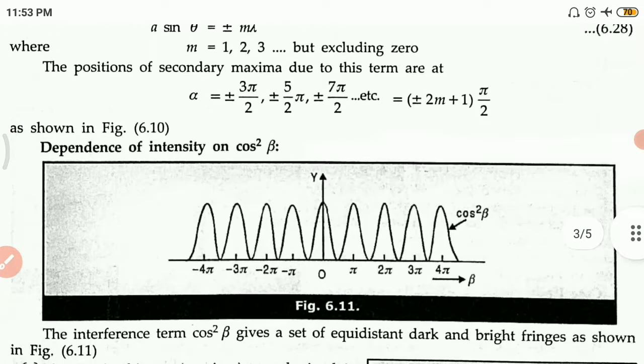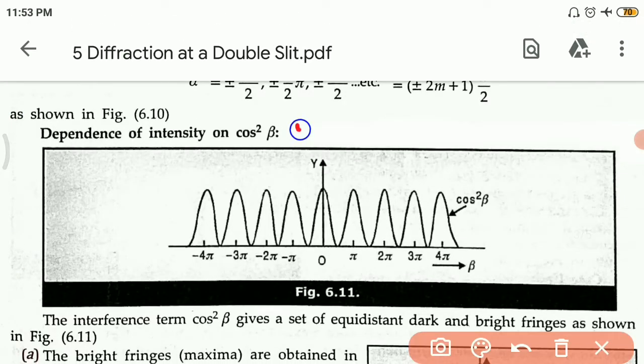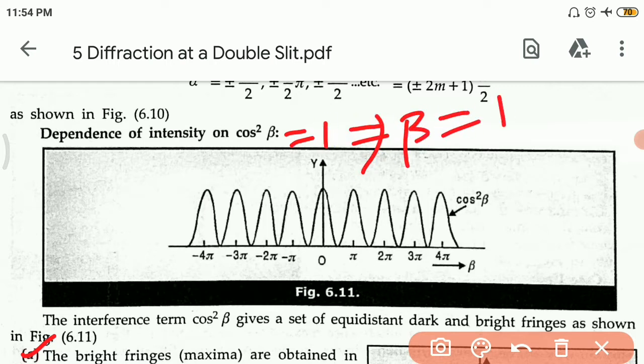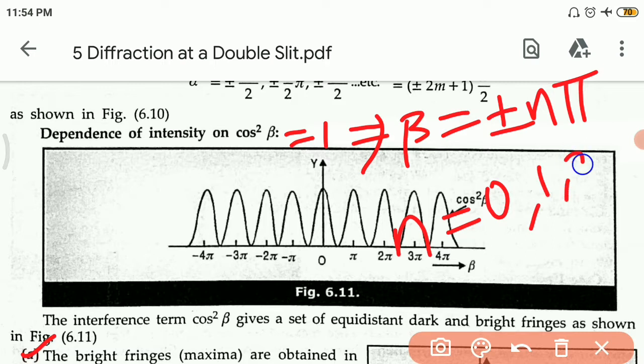That is cos square beta, which is the interference pattern. As you can see in the figure, we are getting equidistant bright and dark fringes. First, if we look at the bright fringes or maxima, these are obtained at cos square beta equal to 1, that means beta should be equal to plus or minus n pi, and remember the value of n includes 0 as well: 0, 1, 2, 3 and so on.